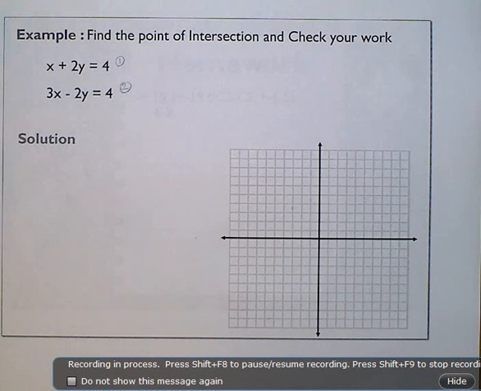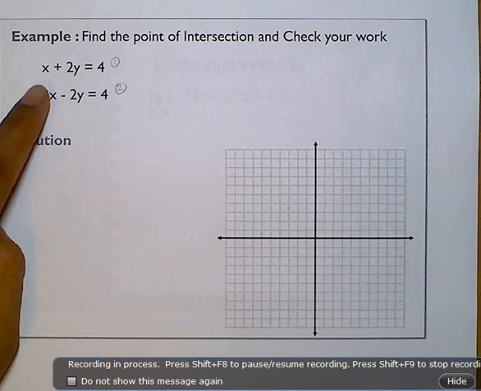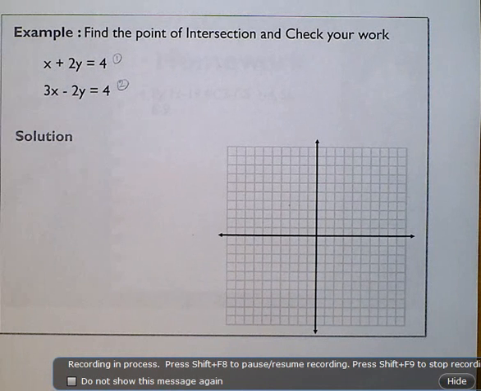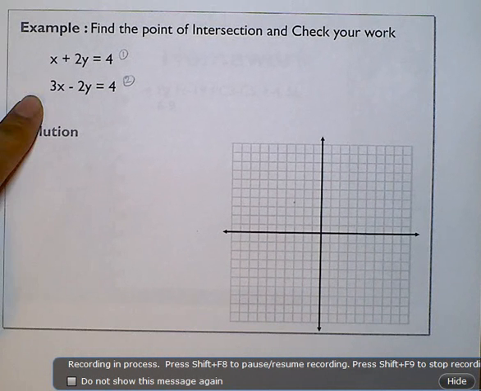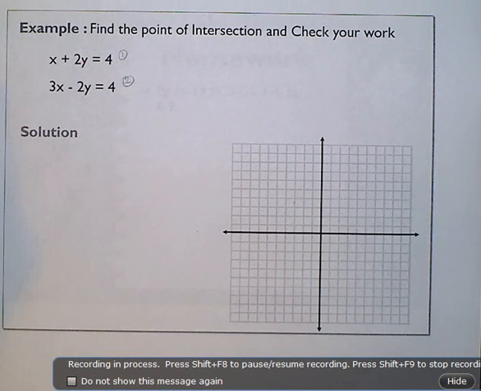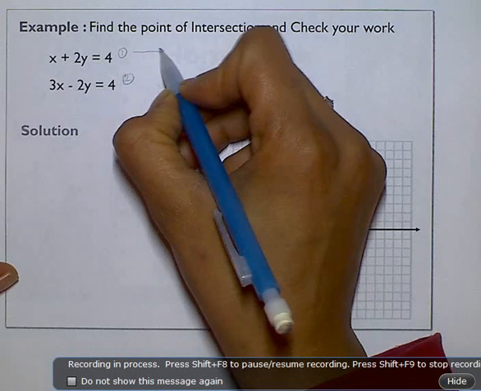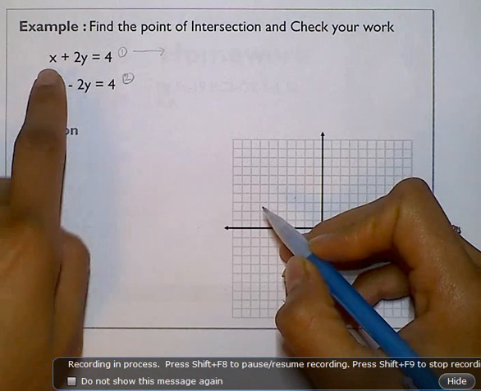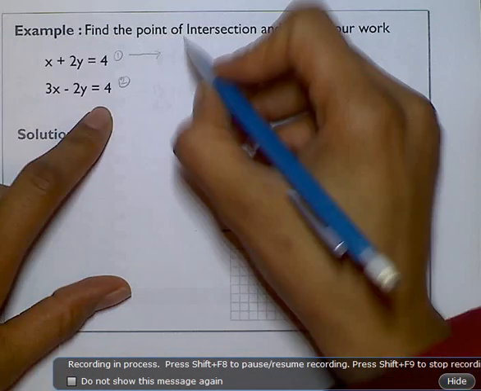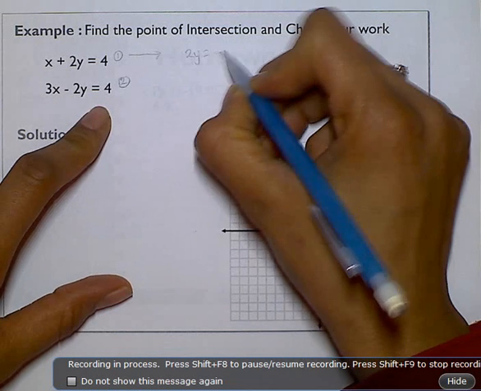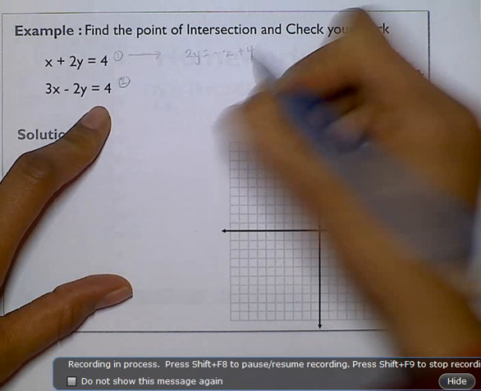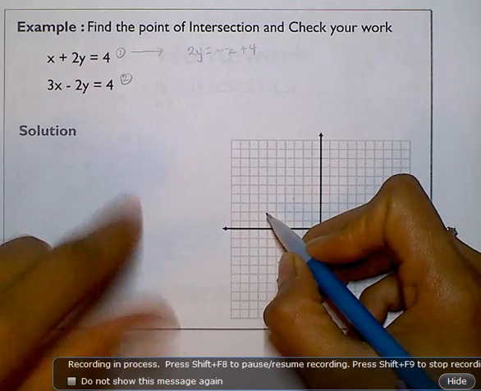So the first line here, I'm going to move my x to the other side. So I have 2y equals negative x plus 4. When that positive x moves to the other side, it becomes a negative. And I'm going to divide both sides by 2. So that becomes y equals, the 2 cancels, negative 1 over 2x plus 2, because 4 divided by 2 is 2. And then I have a 1 in front of that x, so it's a negative 1 over 2.